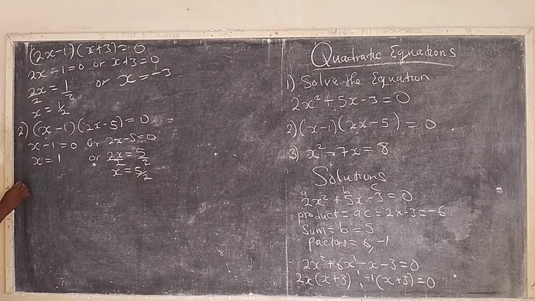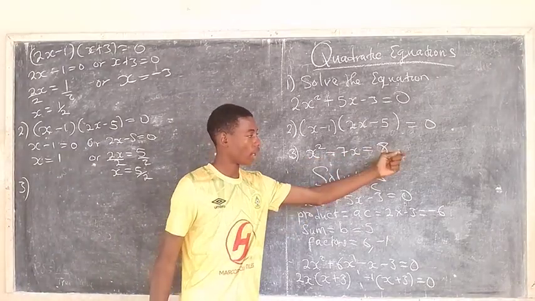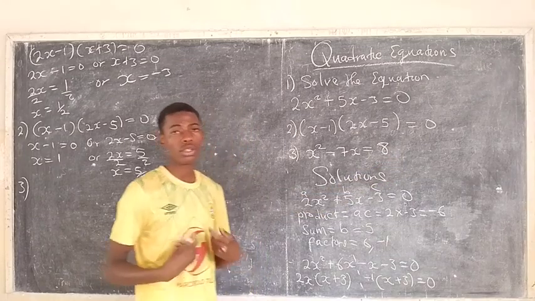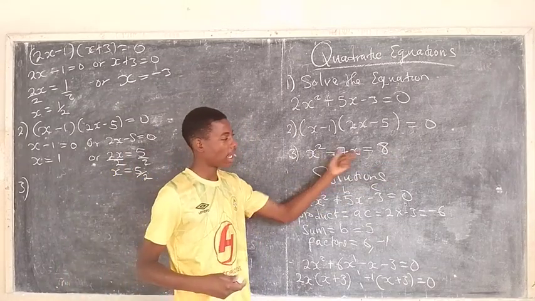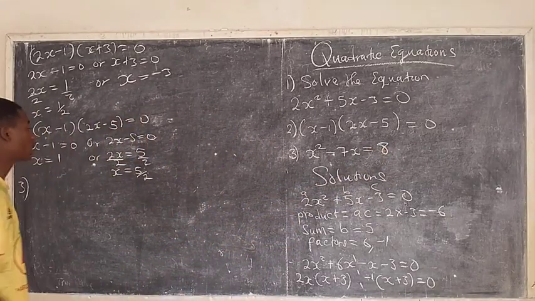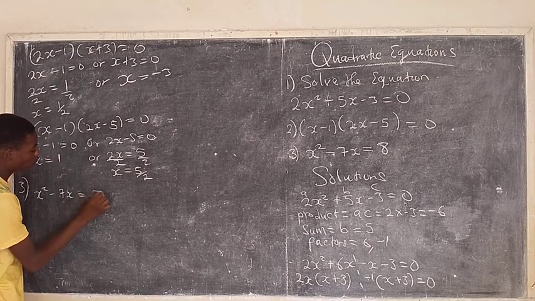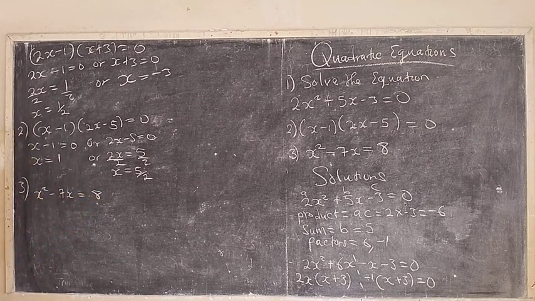So the third one, the factorization method can only work if the last number here is equal to 0. So you cannot factorize and equate to a number that is not a 0. So therefore we are forced to take it that side. So for x squared minus 7x should be equal to 8, we have to take 8 this side. So we have x squared minus 7x minus 8 should be equal to 0.